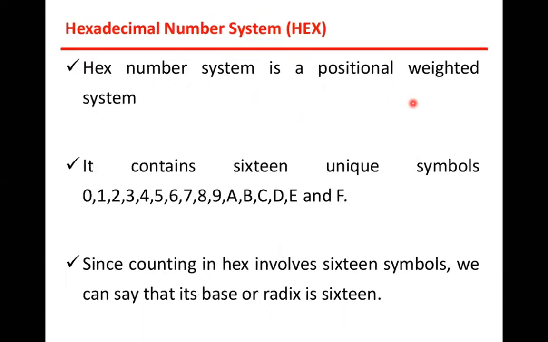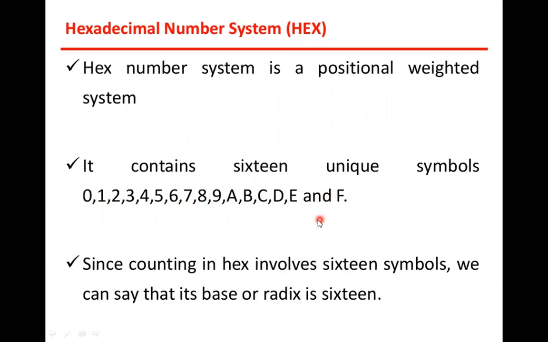So hex number system is a positional weighted system. It contains 16 unique symbols. Hexa itself is 16. So what are the symbols it contains? We can say that 0, 1, 2, 3, 4, 5, 6, 7, 8, 9, and after 9 it is A, B, C, D, E, and F. So altogether, if you count all the symbols, there are 16, which shows that it has a base of 16.